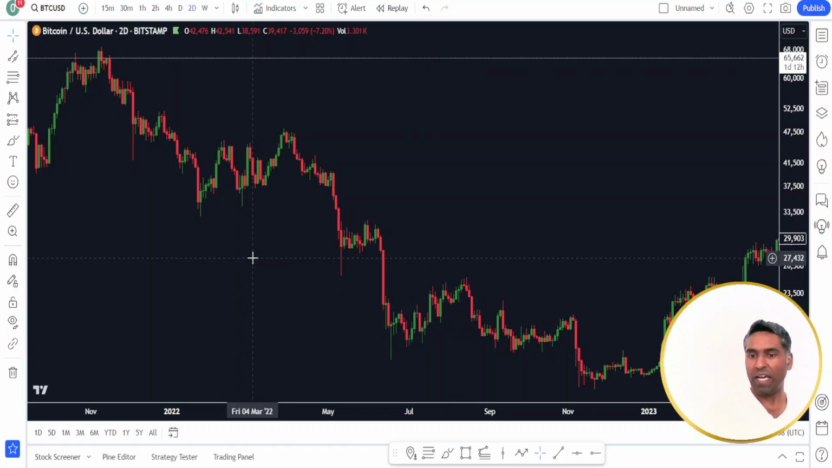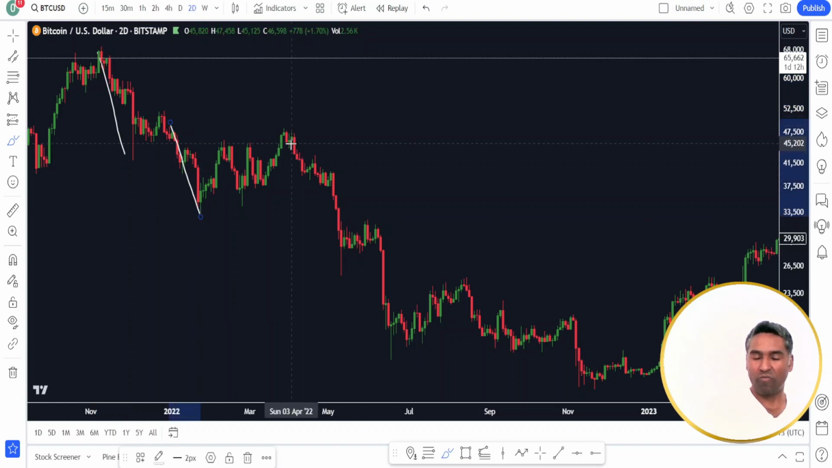Now that we have learned how easily we can identify a trend, let's take a step further and try to understand how price moves inside the trend. So if we see the price move in this trend, some moves are really sharp. For example, here in these areas which I am marking, the price is falling very sharply towards the downside.